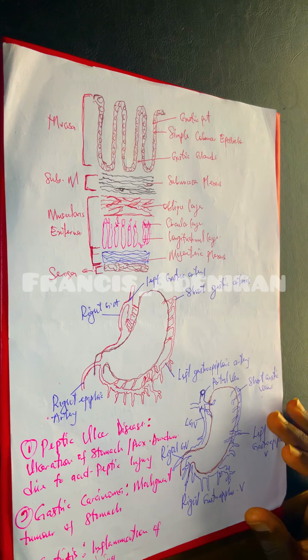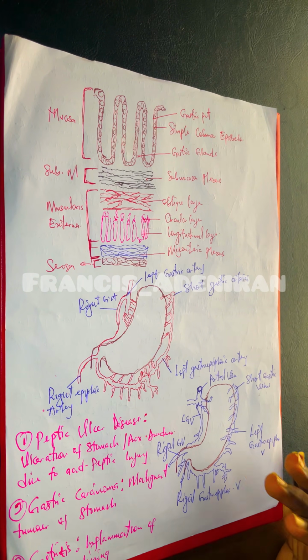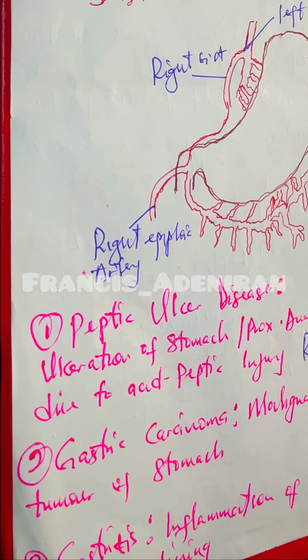Now let's go to the clinical anatomy. What can go wrong? The first one is peptic ulcer disease, which is ulceration of the stomach due to acid peptic injury. We also have gastric carcinoma, which is a malignant tumor of the stomach. And we also have gastritis, which is the inflammation of the stomach lining.